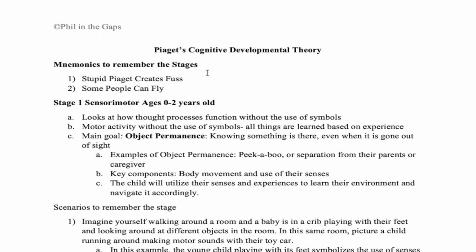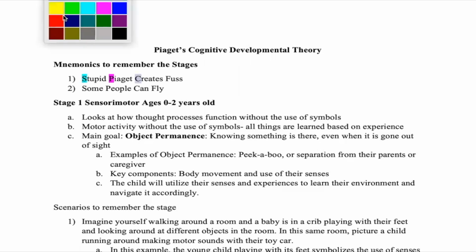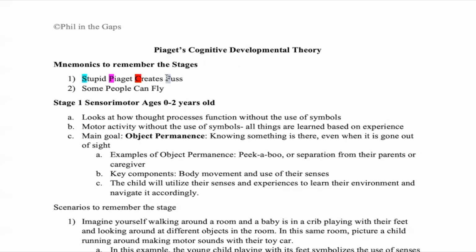Each letter of this mnemonic is going to tell you the stage in order based on what you could particularly see. So the first one up to bat, stupid, the S is sensory motor. P in Piaget is pre-operational. The C in create is going to be concrete operational. And then the F in fuss is formal operational. Each one is going to tell you which stage that you are looking at. So the S in stupid is sensory motor. P in Piaget is pre-operational. C in create is concrete operational. And the F in fuss is formal operational.